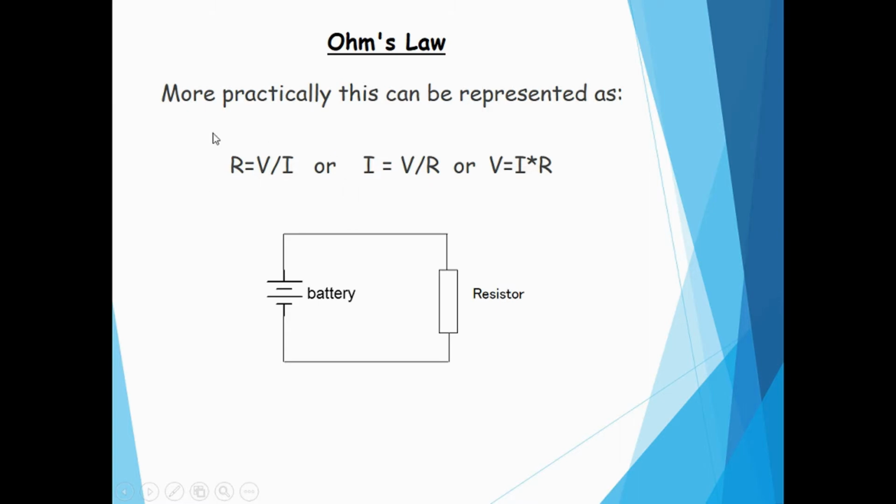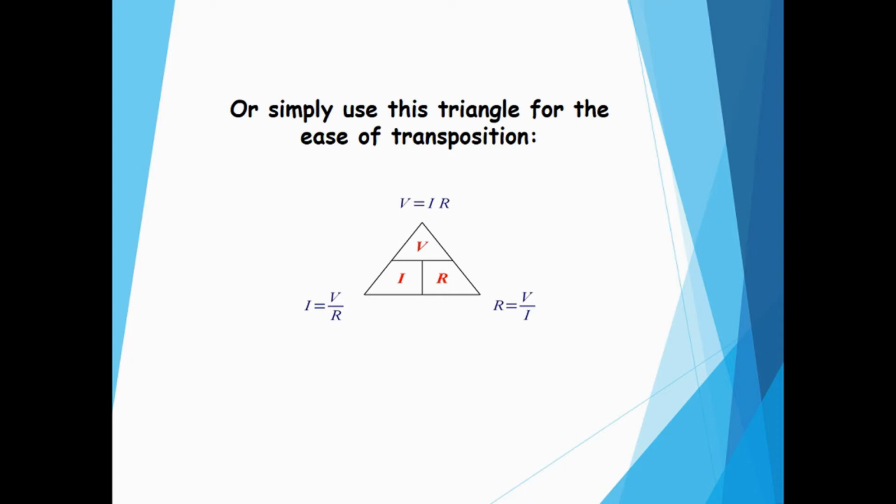You can derive I or voltage out of this formula, basically by just transposing it. So if you remember one, you don't have to remember all three of them. If you remember one, you can transpose for the other ones. I is voltage over resistance, or voltage equals I times R, or current times resistance. Or simply use the triangle for ease of transposition. If you're not comfortable with transposing equations, this is the method for you.